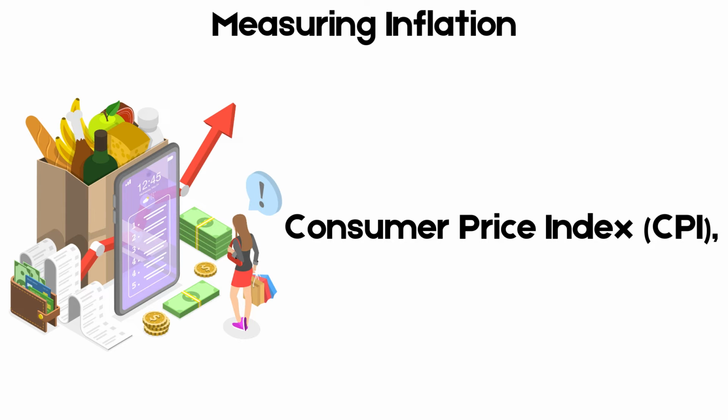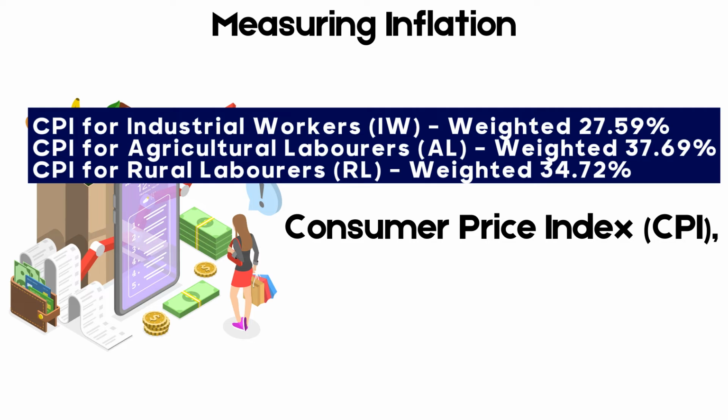In India, the CPI has three major groups: CPI for industrial workers, CPI for agricultural laborers, and CPI for rural laborers. The Reserve Bank of India currently uses CPI inflation measures, particularly CPI combined, as the key metric for monitoring price rises and guiding monetary policy decisions.